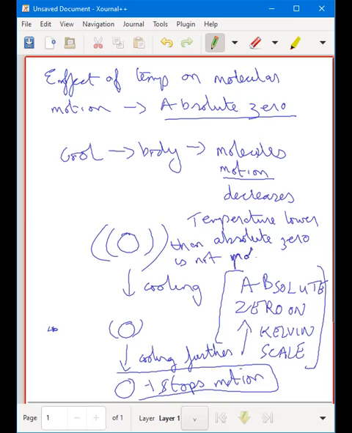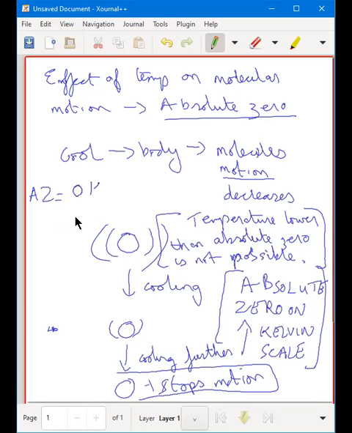So if there is no motion and we cannot stop vibrating more, how will we decrease the kinetic energy? So the temperature cannot fall. Is everybody clear on why a temperature lower than absolute zero is not possible? And what exactly is absolute zero? Yes or no, please answer.